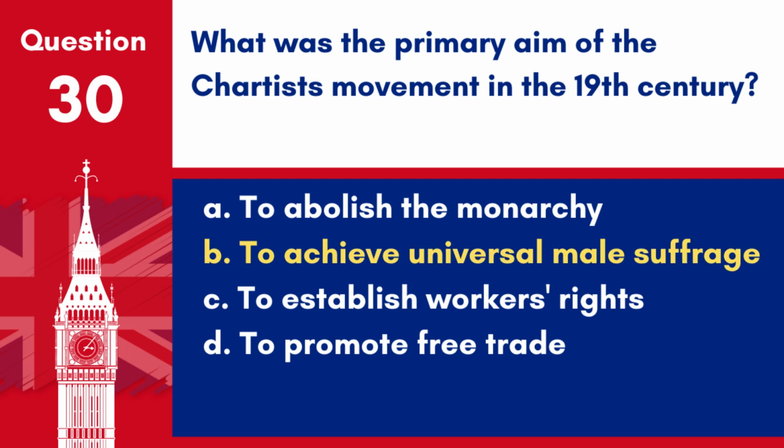Answer: B. To achieve universal male suffrage. The primary aim of the Chartists movement was to achieve universal male suffrage and other democratic reforms.